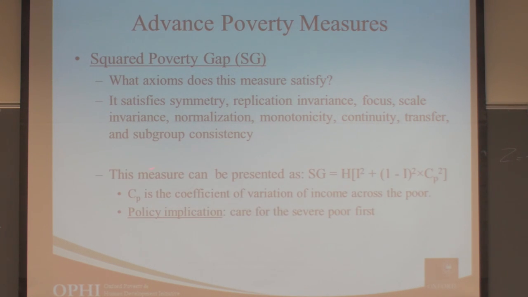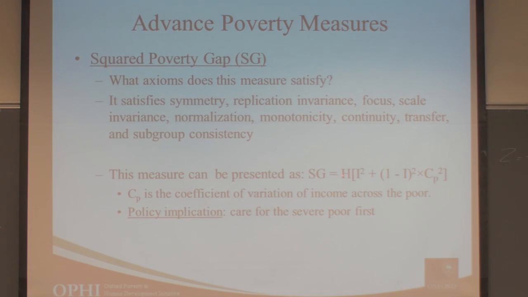And it can be shown that this particular squared poverty gap measure can be broken down into these three elements with this particular functional form, where H is the headcount ratio, I is the income gap among the poor, and CP is the coefficient of variation. Okay? So this is squared. This is actually generalized entropy 2.